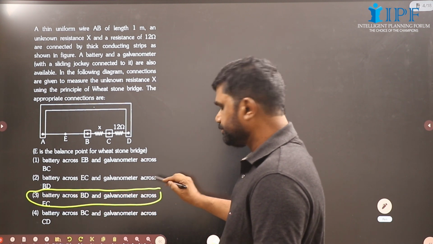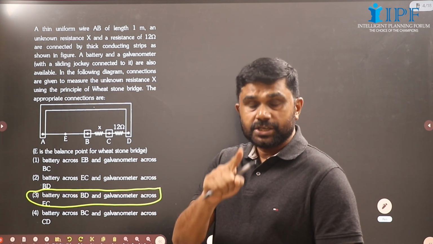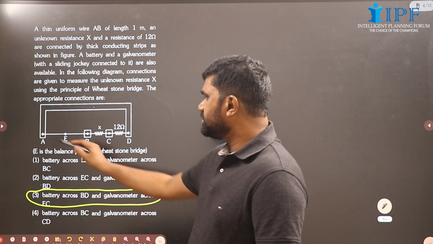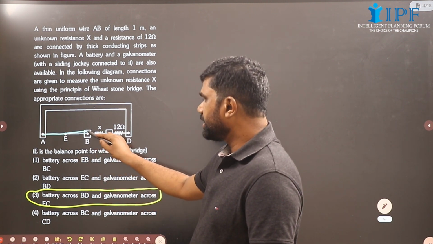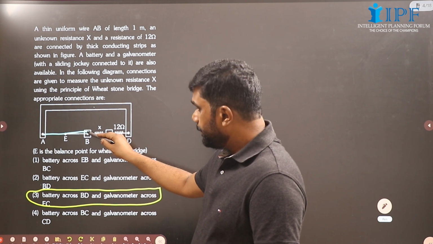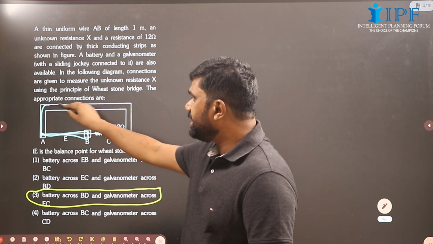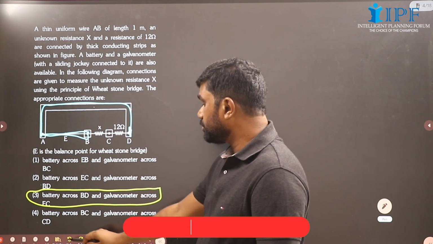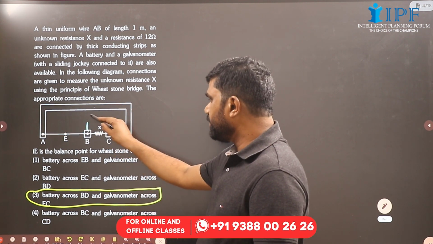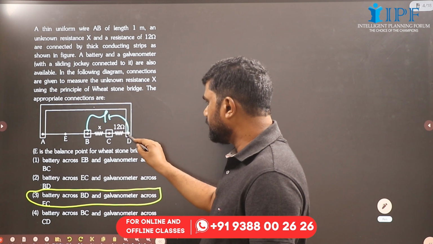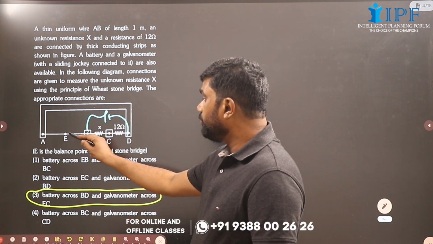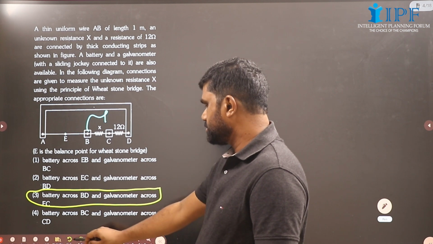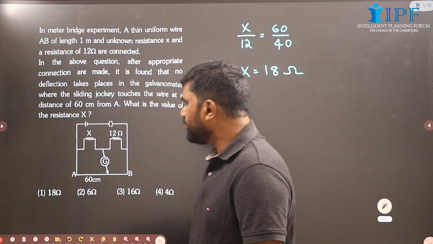Okay, this one. Right? The battery is to be connected across the uniform resistance wire. Okay, this is the resistance wire. So the battery is to be connected across B and A, but A is electrically identical to D. So the battery is to be connected across B and D. So if the battery is connected like this, then the galvanometer should be connected across these 2 points. Okay, right. Now let's see what we have next.